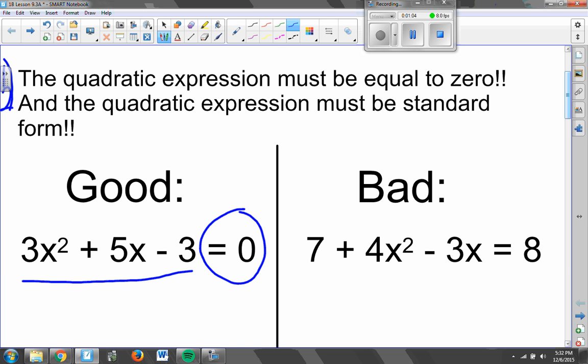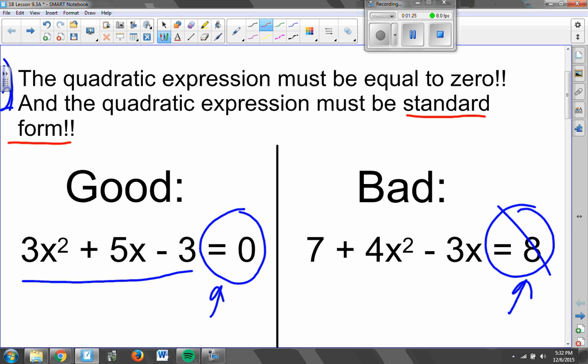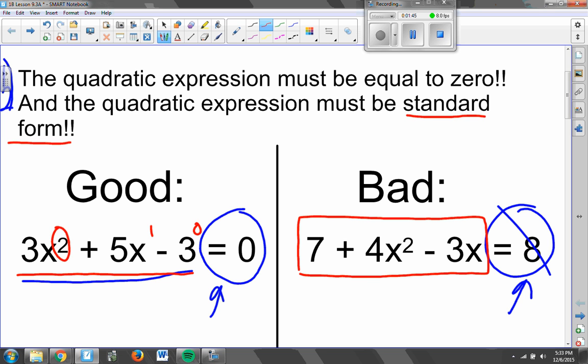All right? So this is good. This is bad because that's not a 0. Also, the quadratic expression must be in standard form. Standard form, remember, means exponents that are biggest start on the left. So 2, 1, 0, this is in standard form because we go x squared to x to no x's. This here is not in standard form because the x squared does not come first. The one with no x's comes before the one with x squared. That's bad.